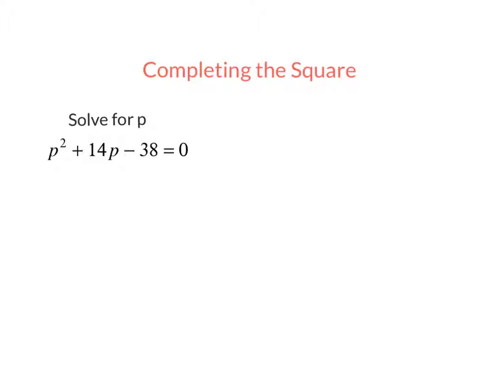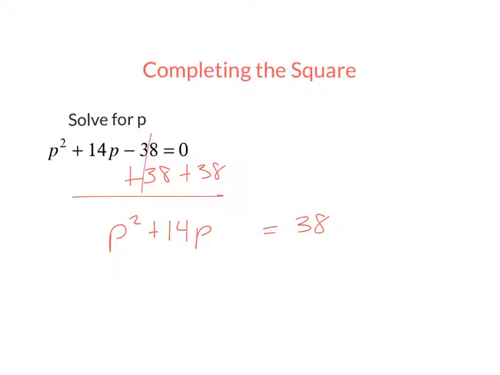So what you do first to complete the square is you will add the c term over. So you're going to add 38. You get p squared plus 14p equals 38. We're going to leave spaces here, so plus blank, because we are going to add things on the side.